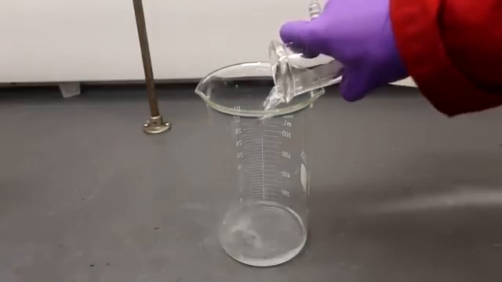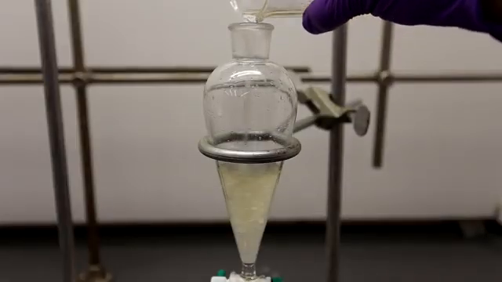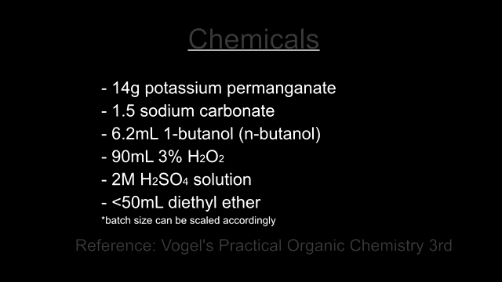In this video, we'll be making butyric acid by the oxidation of 1-butanol using a solution of potassium permanganate. For this experiment, you're going to need 14 grams of potassium permanganate, 1.5 grams of sodium carbonate, 6.2 milliliters of 1-butanol, 90 milliliters of 3% hydrogen peroxide, 2 molar sulfuric acid solution, and less than 50 milliliters of diethyl ether. This procedure is adapted from the isobutyric acid synthesis procedure found in Vogel's Practical Organic Chemistry 3rd edition.